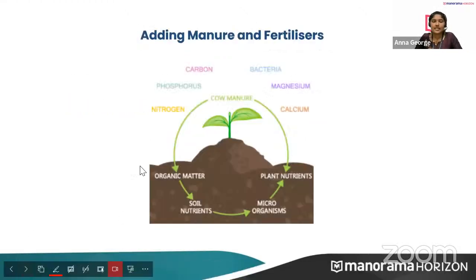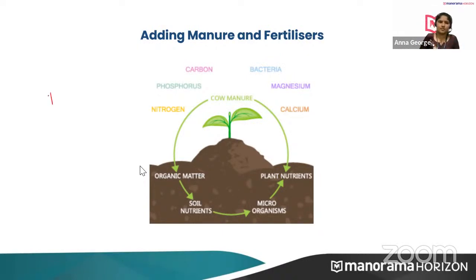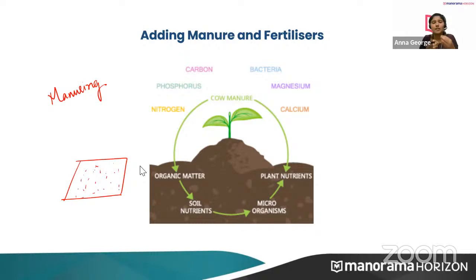So the next step here is adding manures and fertilizers. What do you mean by manuring? Why is manuring done? If this is a piece of land and we continuously cultivate without any gap, there will be loss of nutrients. The nutrients will be exploited and lost from the soil. So in order to replenish the soil with additional nutrients, manuring is done.